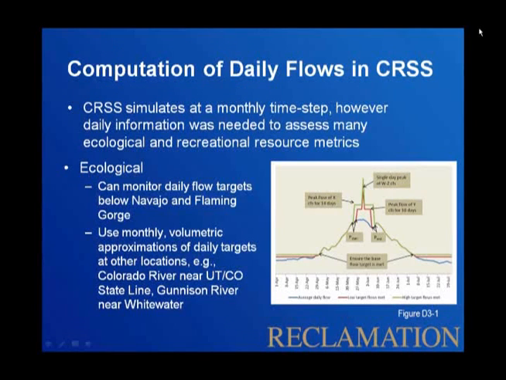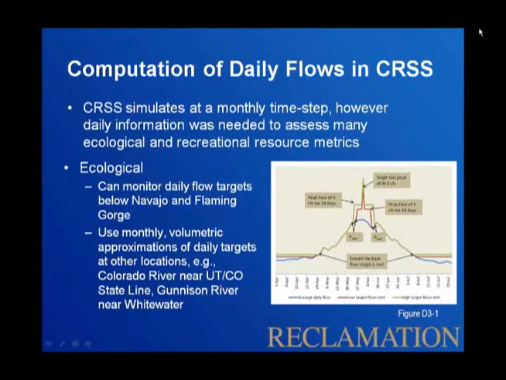Now we'll start talking through that system reliability framework, starting off with the reliability metrics. Many of those reliability metrics were directly measurable in CRSS, things such as pool elevations at reservoirs, and that was directly measurable in that monthly time step model. However, many of the ecological and recreational resource metrics, we needed to know daily information to evaluate those metrics. And so we have a couple of different methods that we employ to evaluate daily flows in CRSS.